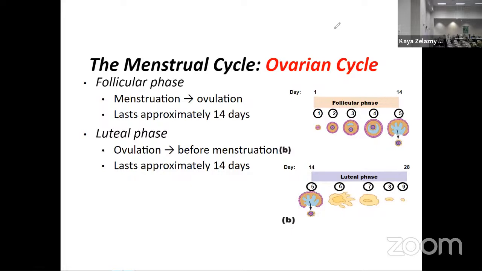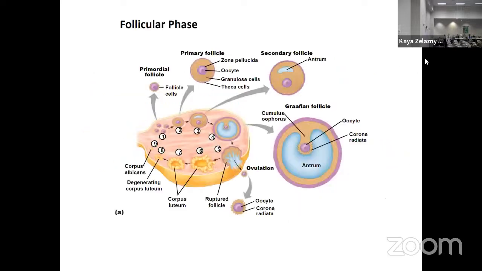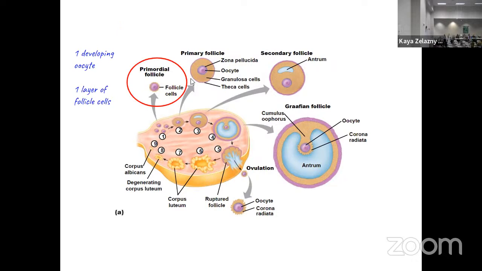So if we're looking at an ovary, we're starting out with our primordial follicles. I circled these for myself. These already exist within the ovary, already there since birth. Within that primordial follicle, we have a little developing oocyte in the center, so our egg cell is in the center, and we have a layer of follicle cells surrounding it. This follicle is going to grow and develop over the course of the follicular phase.